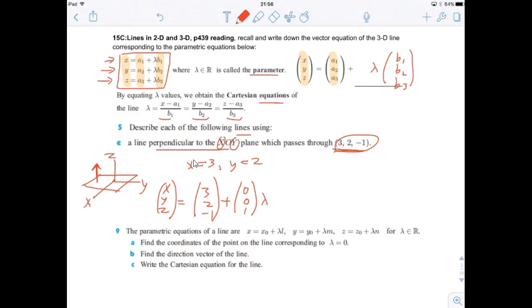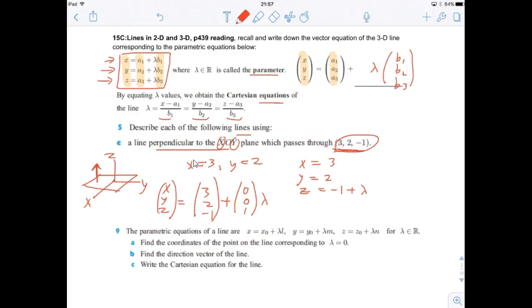And of course, you could do parametric equations by separating each one of these layers out, and 3 plus 0 lambda would just be x equals 3, right? And y equals 2 plus 0 lambda would just be y equals 2, and finally z equals negative 1 plus lambda would be the only equation that really has a variable in it. And so that is the parametric equations.